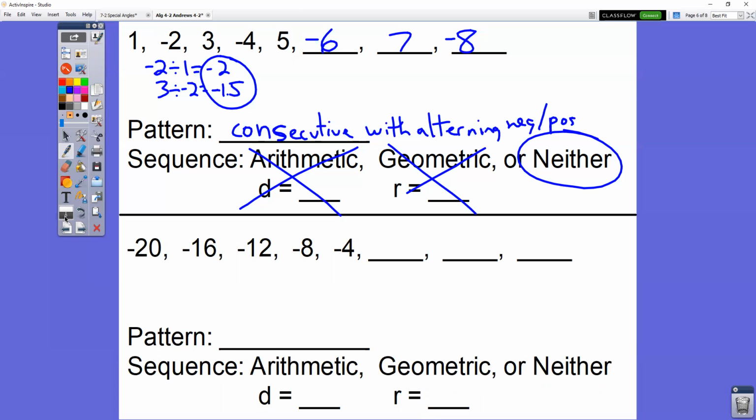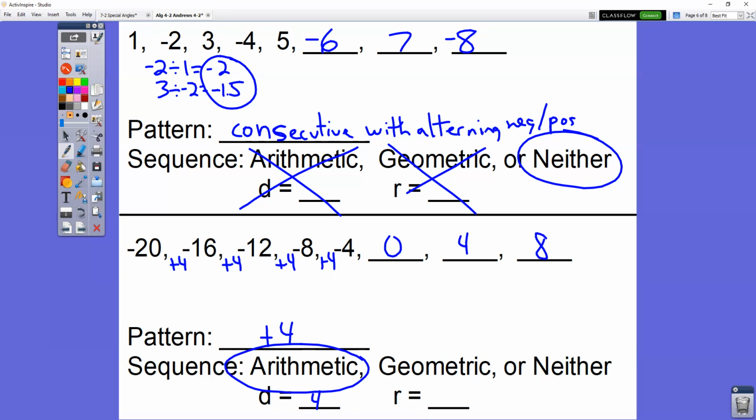So some people might just be able to see it right away. Negative 20, negative 16, negative 12, negative 8, negative 4. What we're actually doing each time is adding by 4. Since we're adding by 4, this would be arithmetic. Our common difference would be a 4. So negative 4 plus 4 is 0. 0 plus 4 is 4. 4 plus 4 is 8.